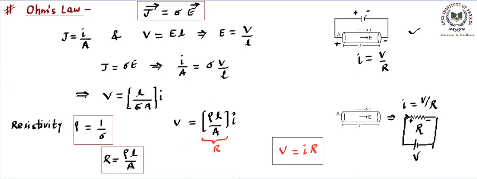And which area are we going to use? Area of cross section, that means the area which is perpendicular to the direction of current. So the area we use is perpendicular to the direction of current, and L is the length along the direction of current. So let's see an example and try to use this formula of resistance properly.